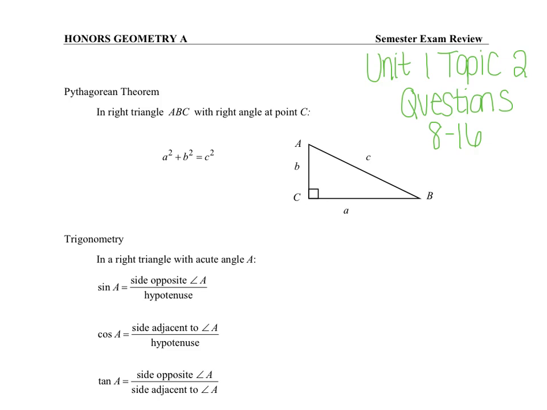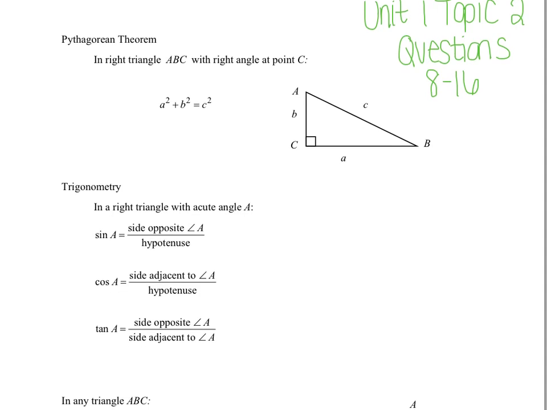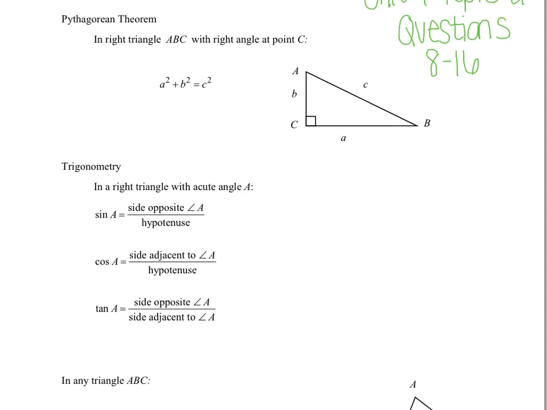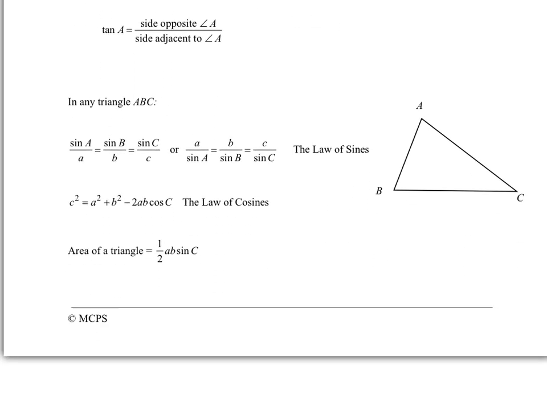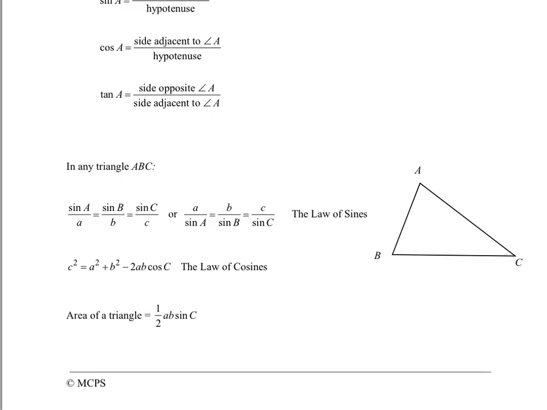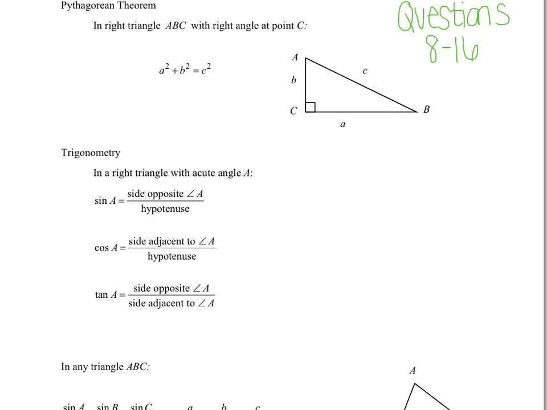These are the answers to the Honors Geometry exam review for Unit 1, Topic 2, which is questions 8 through 16. I want to remind you that when you take your exam, you will always be given a formula sheet, and the formula sheet can be found at the very beginning of your review packet. Although we might not use all of this stuff, especially since a lot of it is trig, it is there to help you.